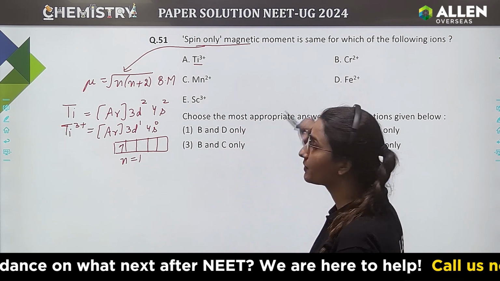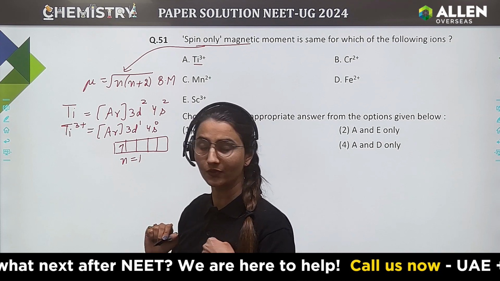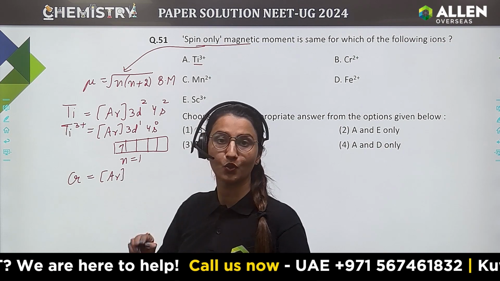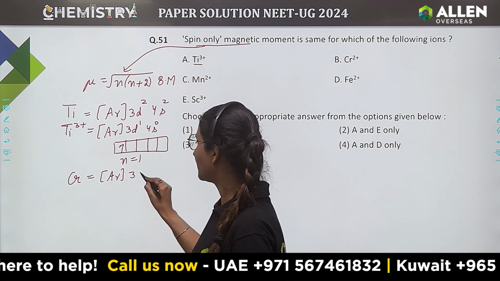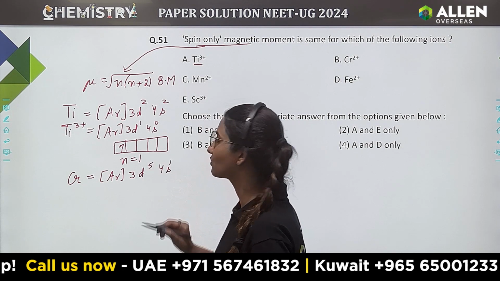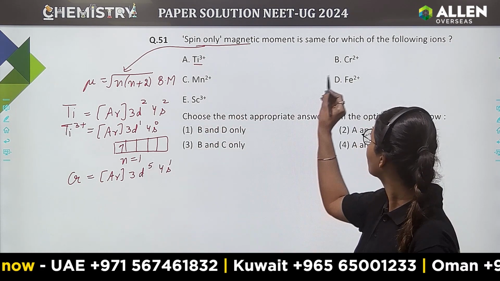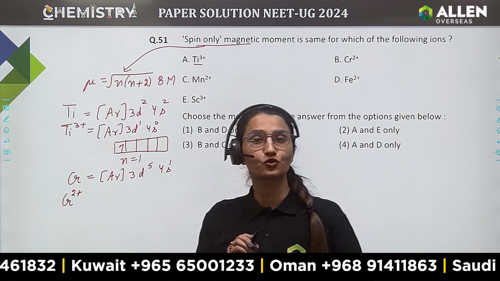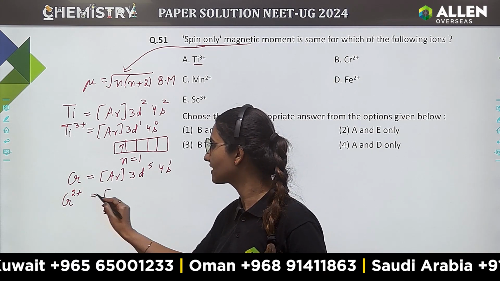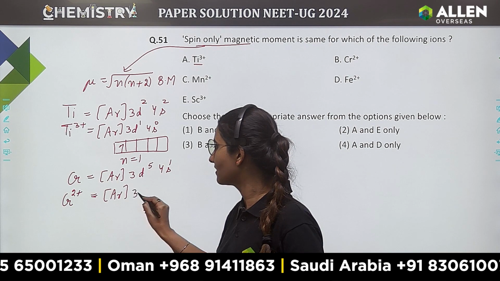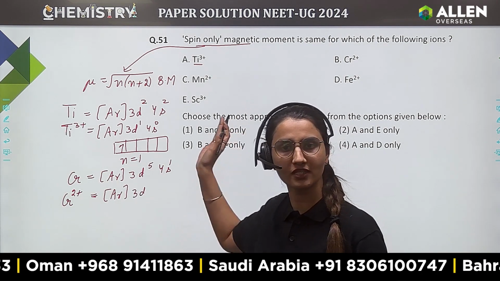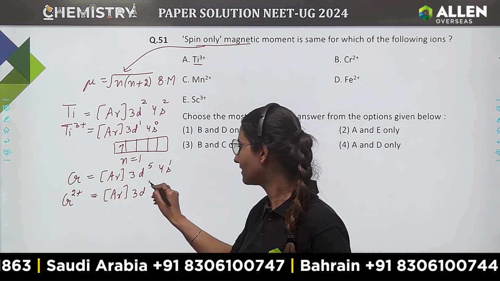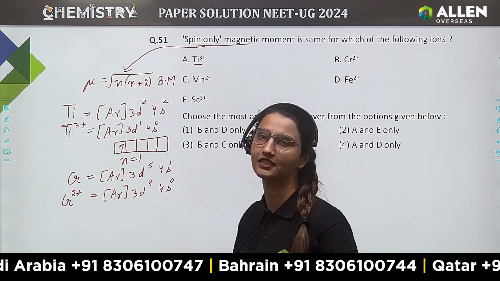Next, students, jumping to Cr plus 2. We all know that Cr has an exceptional configuration. What is it? Argon 3d5 4s1. Yes? What we have to check is Cr plus 2. Plus 2 means again it has lost 2 electrons, yes? And it will lose, as I stated, from outer to the inner shell. So one electron will go from 4s, and the other electron will go from your 3d.